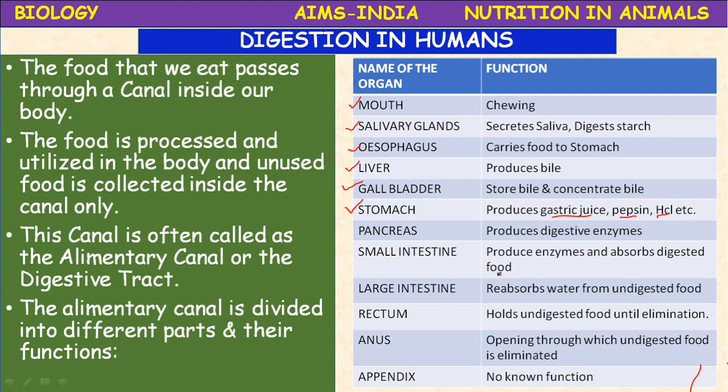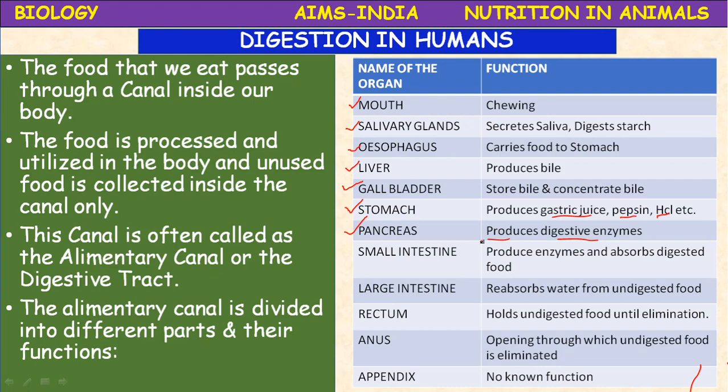Next, pancreas. Pancreas is present below the stomach. It is a digestive gland, pale yellowish in color. It produces the digestive enzymes. It is one of the major glands which produce some important enzymes that help in the process of digestion. The pancreas produces a digestive juice called pancreatic juice.